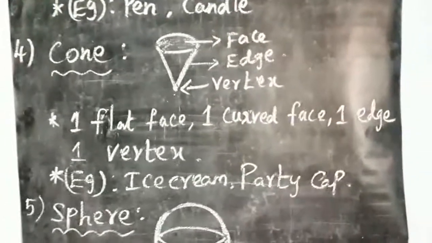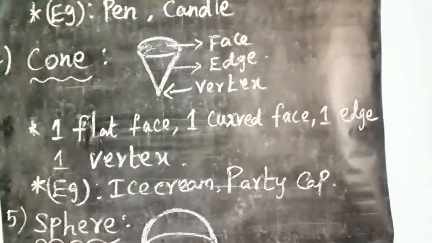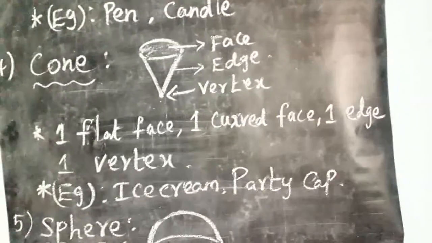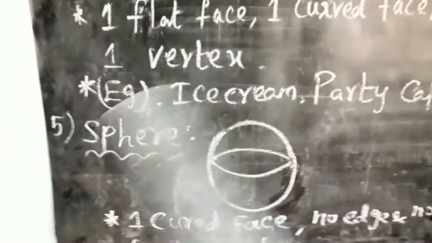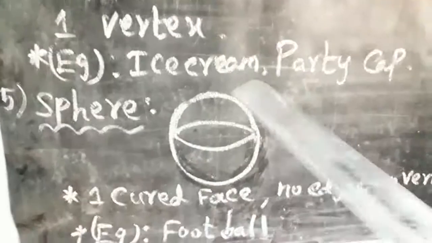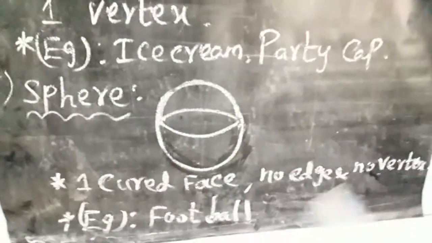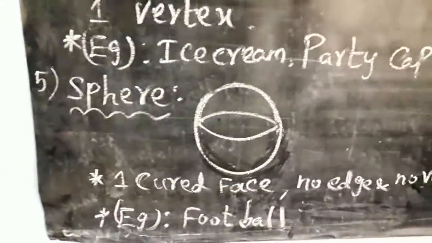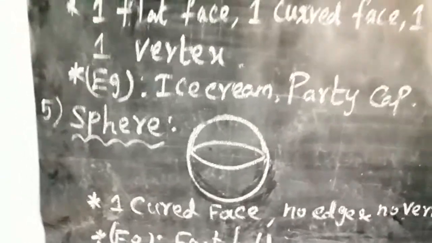Fifth type: have you seen a football? Yes, I think you might have seen it. What is the shape of the ball? Yes, it is a sphere shape. Sphere, S-P-H-E-R-E. It has only one curved face, no edges and no vertices. For example, football, globe, tomato are examples of sphere.